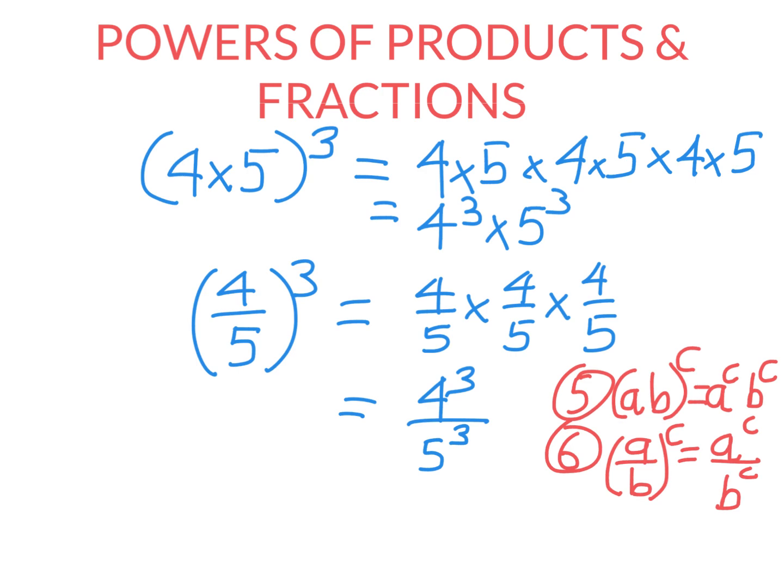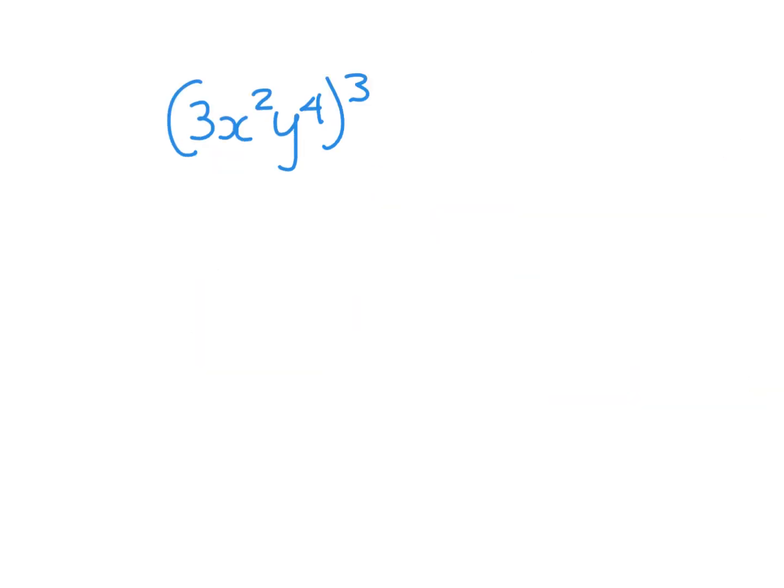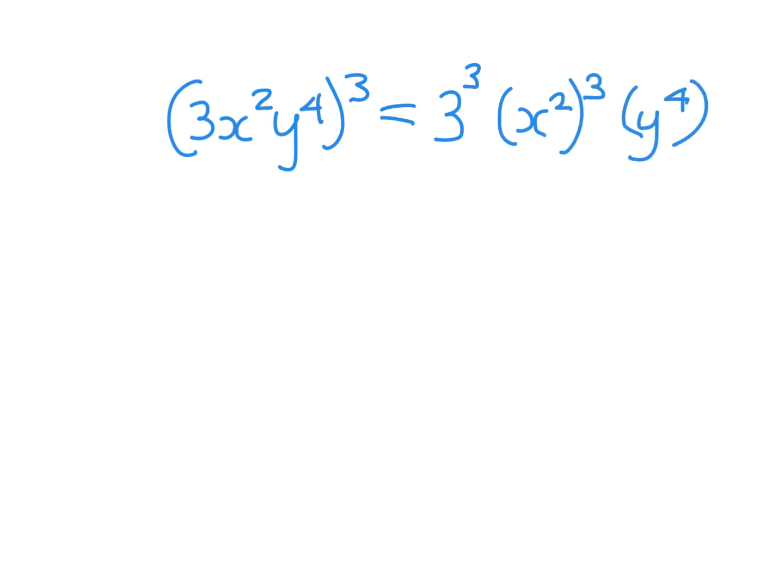All right, let's now look at some harder examples. So here we have a product to a power because it's 3 times x squared times y to the power of 4. Remember, if no operation is written in algebra, it means times. So what the power of a product index law is saying, we take the first thing in the product and raise it to the power outside the brackets. Then we take the next thing in the product and raise it to that power. Basically, we're taking each thing in the product and raising it to the power individually.